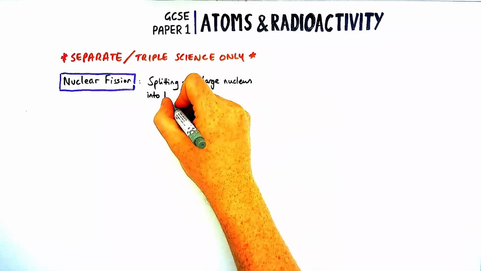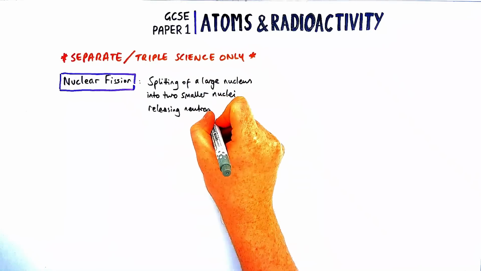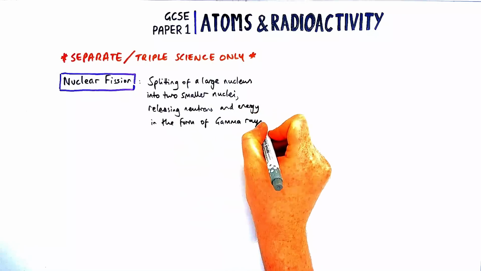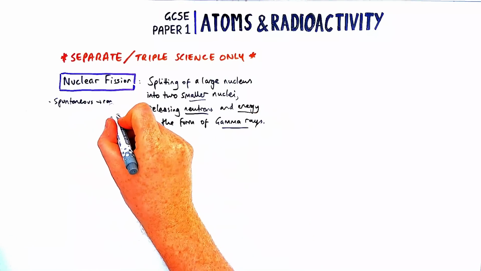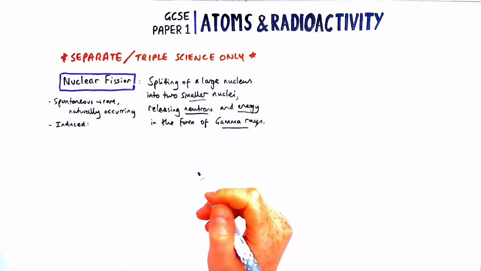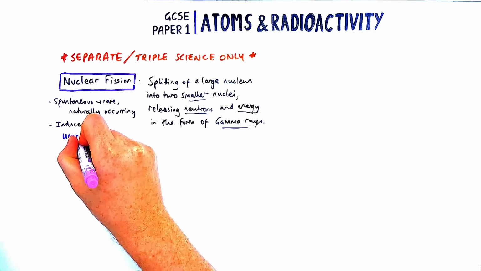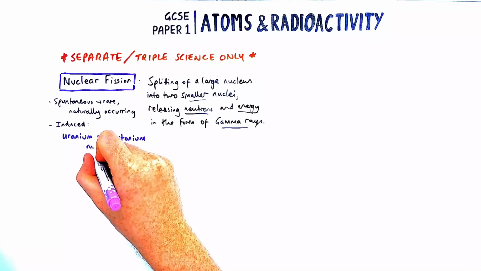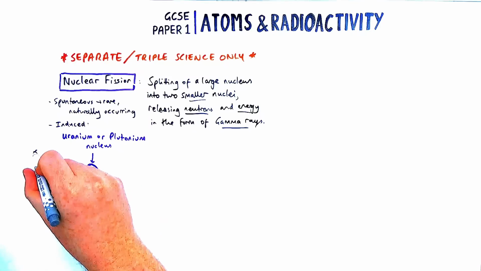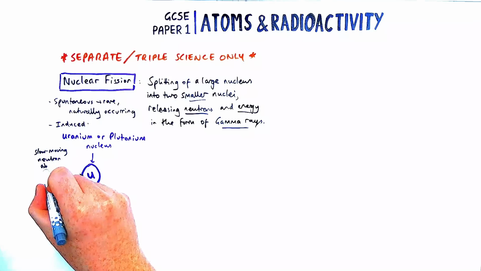Nuclear fission is defined as the splitting of a large nucleus into two smaller nuclei, which releases neutrons and energy in the form of gamma rays. Now, spontaneous fission is very rare and it would occur naturally in fuel like uranium in the ground. Much more likely is induced fission, which means it has happened artificially. This occurs when a uranium or plutonium nucleus gets hit with a slow-moving neutron. The slowly moving neutron is absorbed into the uranium. It does not pass straight through, but it gets absorbed.